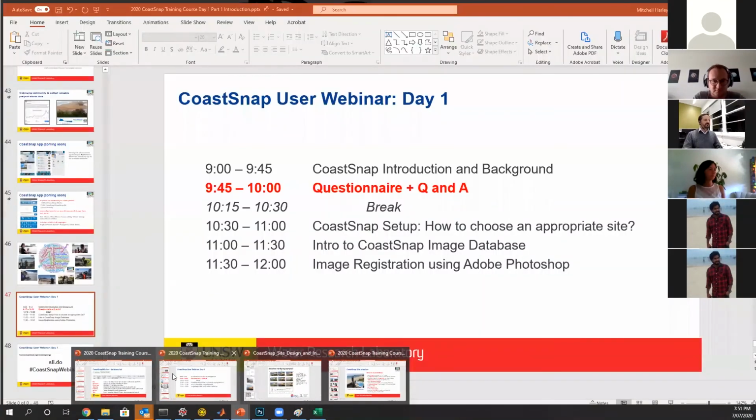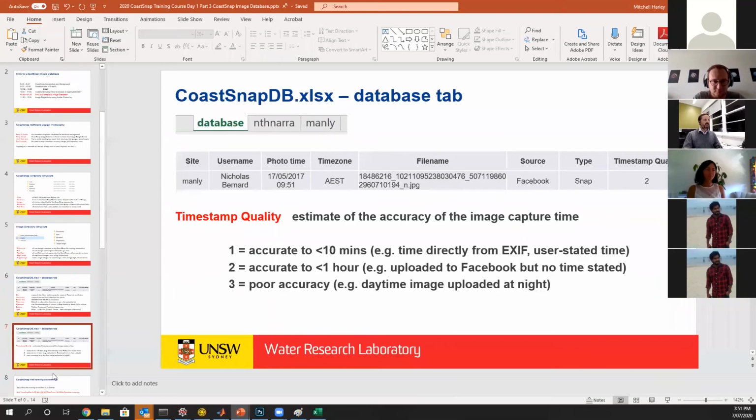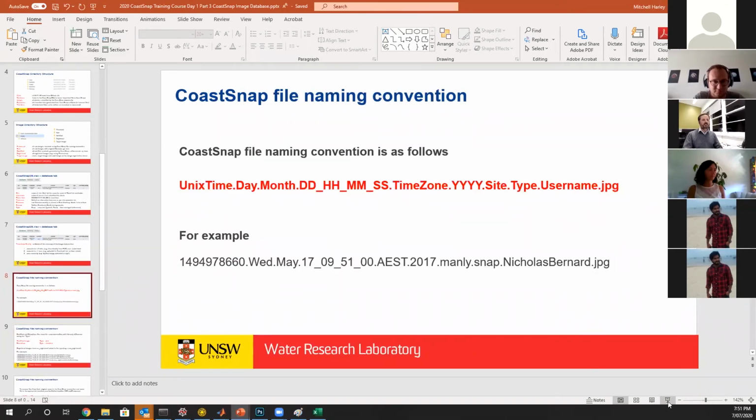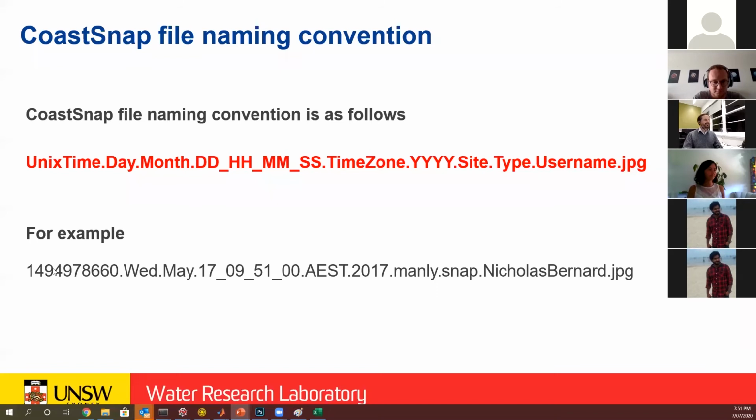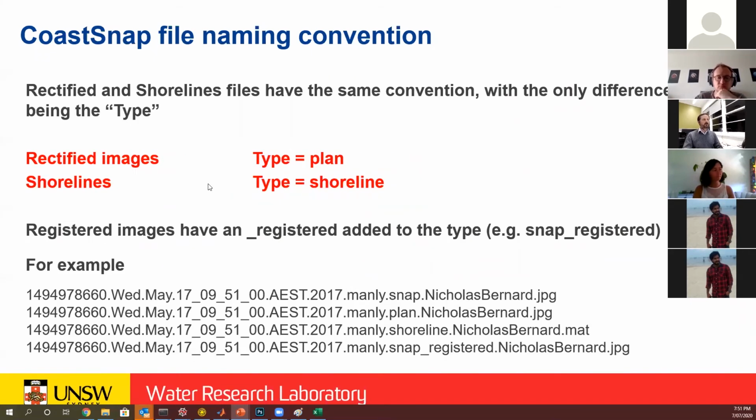That's basically how that works. The file naming convention looks like this. First the Unix time, which is the time in GMT in seconds since time 0 in Unix. And then it has a description so you can read it nicely, like Wednesday, May the 17th and so forth. Then the site, the snap, the person, and then .jpg.